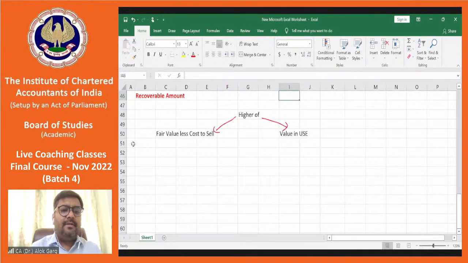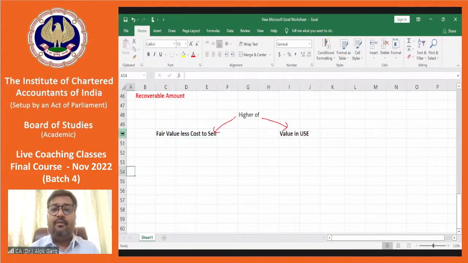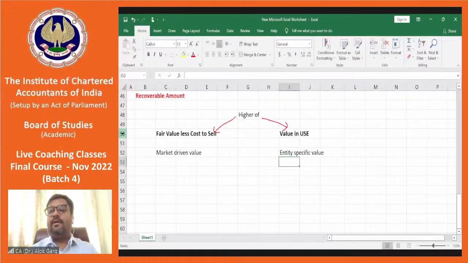So friends, now let's understand what is fair value and what is the value in use. If I talk about fair value, fair value is a market driven value, right? But if I talk about value in use, it's an entity driven value or entity specific value. Okay. So the first one, fair value, means market value.